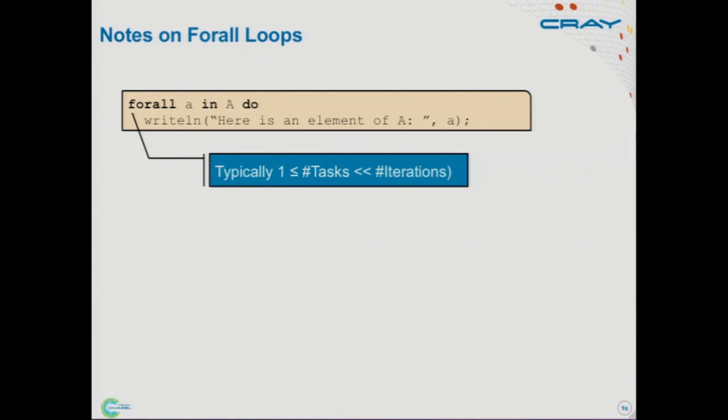One of these is forall loops. Before now, we've seen for loops and coforall loops. Now I've thrown foralls into the mix. Let me distinguish them. For loops are completely sequential. One task runs the whole thing. Coforall loops create a task per iteration, so you're basically going to get as many tasks as you have trips in your loop. And forall loops are somewhere between those two.